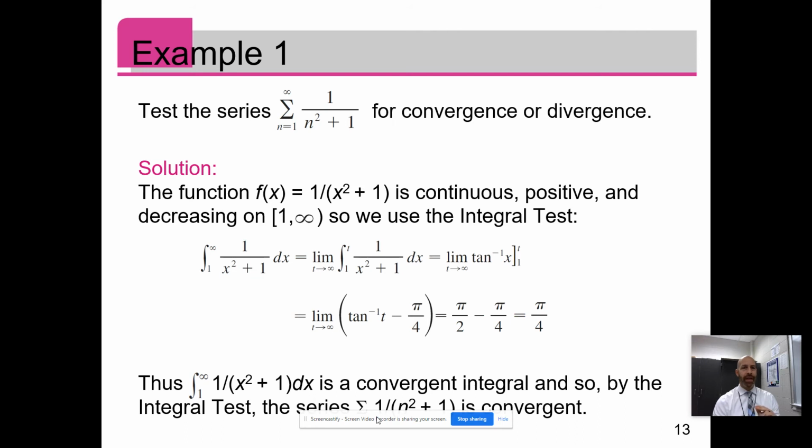Thus, the improper integral from 1 to infinity is convergent. Therefore, by the integral test, the infinite series is convergent. The sum of the infinite series is not pi over 4. The only thing we're using this integral to do is to determine if this series is convergent or divergent. So the answer is it is convergent by the integral test.